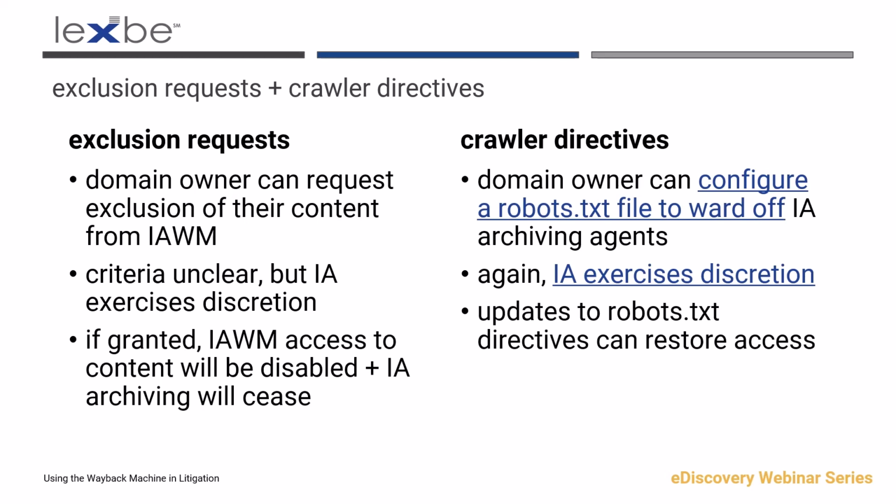A domain owner may also configure a special instructions file on their website called robots.txt that directs archival crawlers to not archive the site. The Internet Archive again typically obliges these directives, but more explicitly states that it won't in particular cases, such as if the website belongs to the US government or military. Unlike in the case of exclusion requests, the Internet Archive continues to check the robots.txt file. If the blocking directives are removed, archiving of the website resumes.